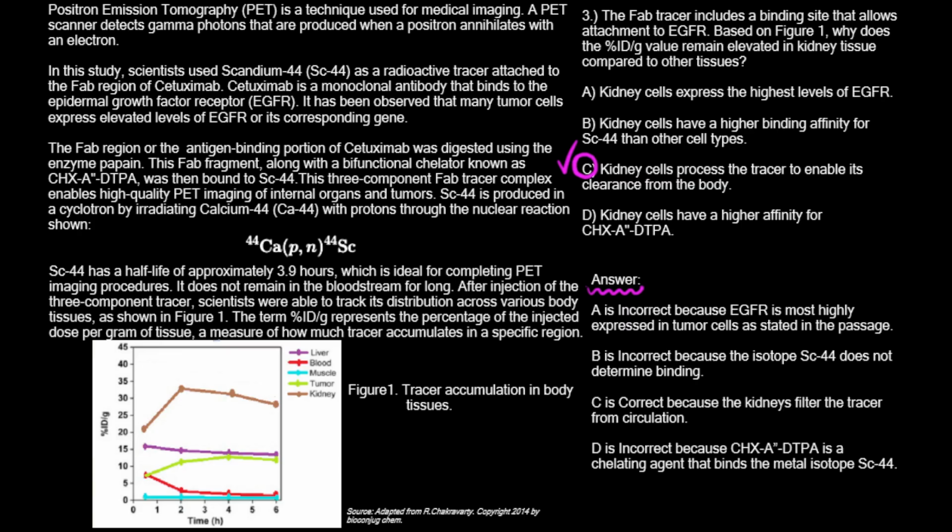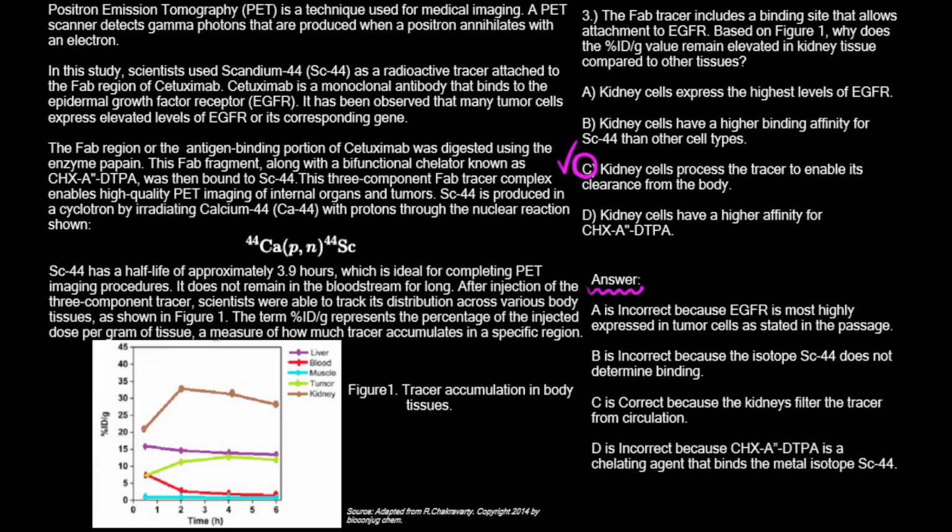It reads the Fab tracer includes a binding site that allows attachment to EGFR. Based on figure 1, why does the percent ID per gram value remain elevated in kidney tissues compared to other tissues? So this question refers to figure 1, which shows how much of the tracer, measured in percent ID per gram, or percentage of the injected dose per gram of tissue, is detected in different body tissues over time. So even though the tracer binds to EGFR, the passage does not mention how much EGFR each tissue expresses.